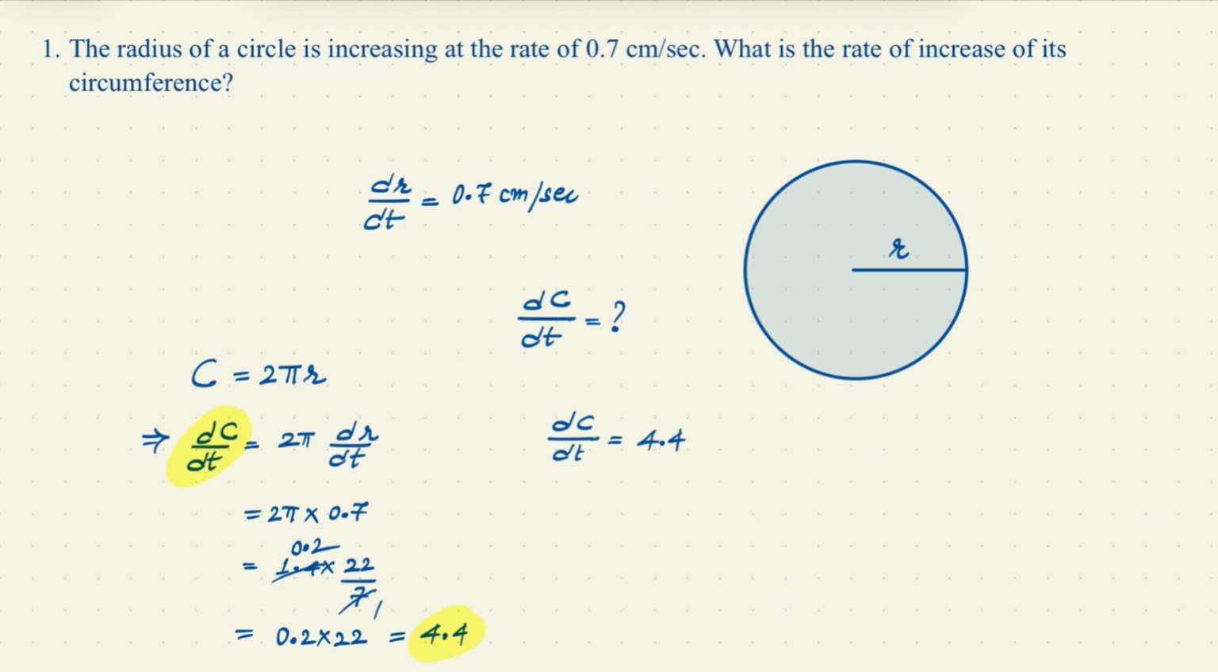Now let us look at the quantity here. There is circumference, and we know that circumference is a length. So we will write centimeter, and in the denominator we have time, so we will write second. My final answer will be 4.4 centimeter per second. The concept is that if the radius is increasing 0.7 centimeter in 1 second, then the circumference will increase 4.4 centimeter in 1 second. So this was the question, and this is the way we apply differentiation.